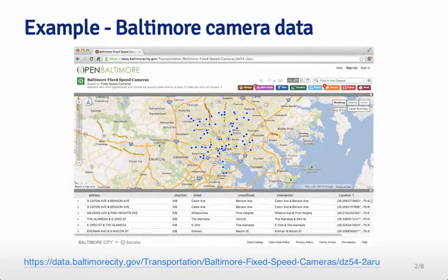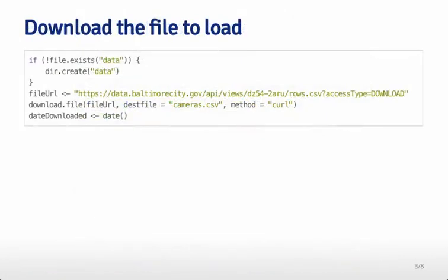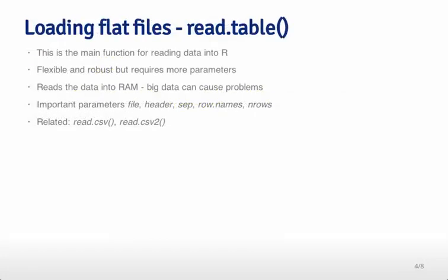So again, we're going to go back to the Baltimore fixed camera data. I'm again going to download the data. I'm going to check to see if the data directory exists, and if it doesn't, I'm going to create it. Then I'm going to download the data with download.file. So now the data have been downloaded from the website and are sitting on my computer. It's local data to my computer.